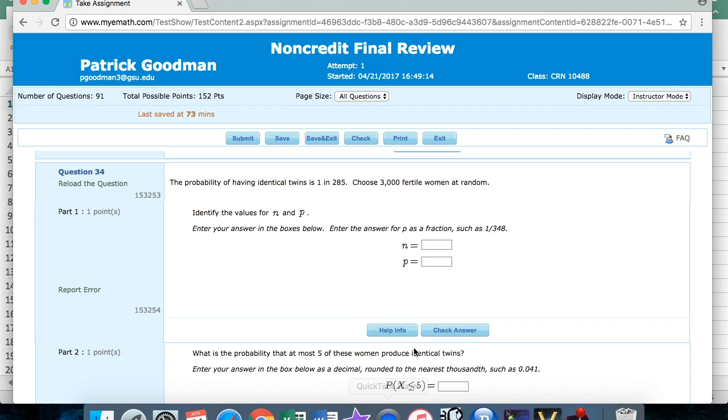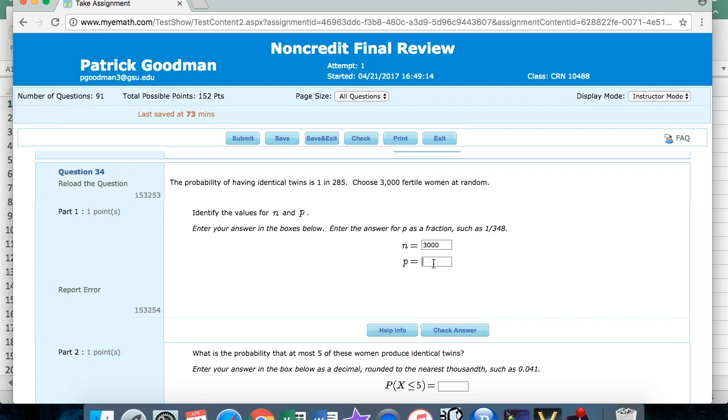So here we go. So my n. It says probability of having identical twins is 1 in 285. Choose 3,000 fertile women at random. Okay, so just go and find your fertile women somewhere, and then the probability of having an identical twin, for whatever reason, is 1 out of 285. So my n is the 3,000 women, right? That's how many people I'm studying.